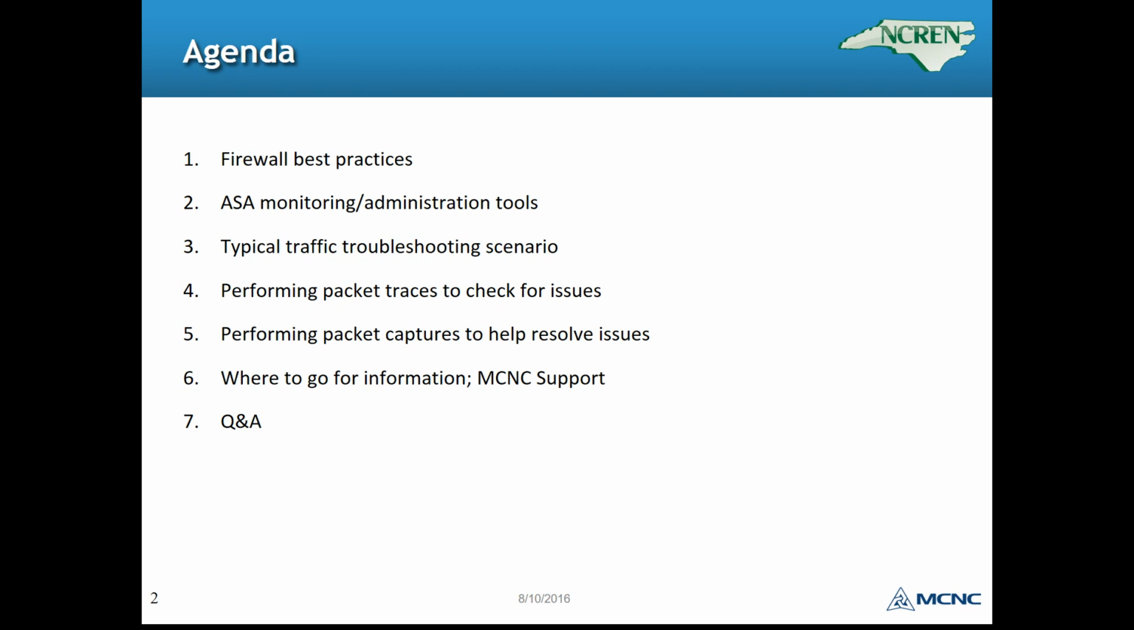Then we're going to talk about how we perform packet traces to check for issues through the firewall. Then we'll walk you through how to do a packet capture and how to take a look at that and look for issues. Your primary method of troubleshooting connectivity issues through the firewall is going to be essentially one of these two activities. You'll either be doing packet traces or packet captures.